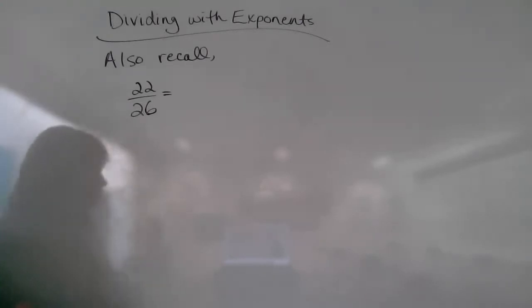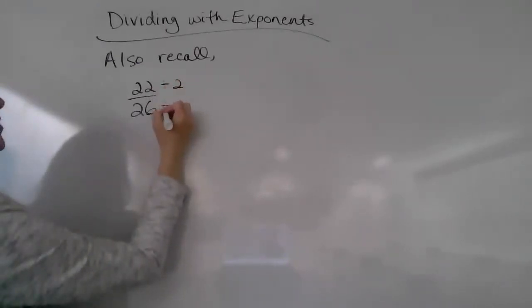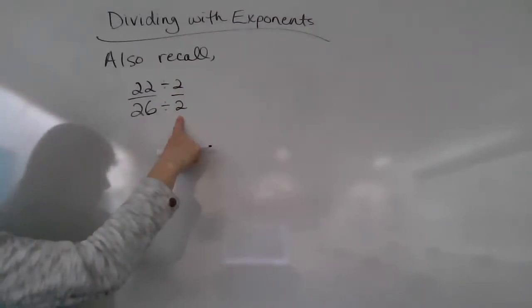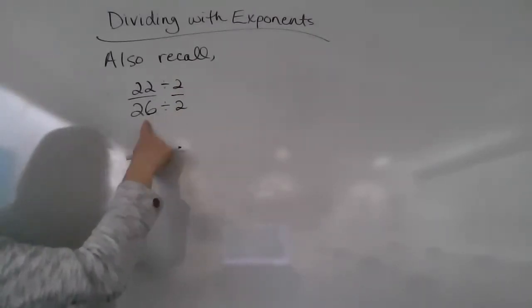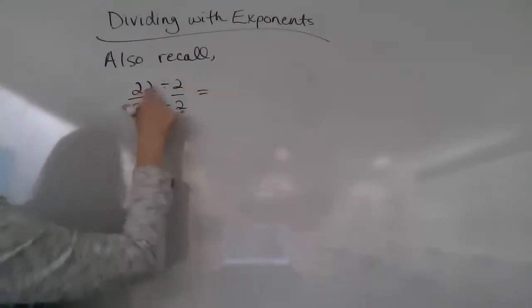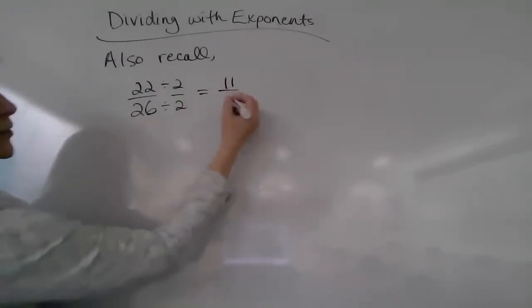Okay, so now we have 22 over 26. Nice to notice that these are both even numbers. Even numbers are divisible by 2. So let's go ahead and divide each of these by 2 and see what happens. Divide the numerator by 2, divide the denominator by 2. We're only dividing by 1 in the form of 2 over 2. We're not changing the value, just changing its form. 22 divided by 2, 11. 26 divided by 2, 13.